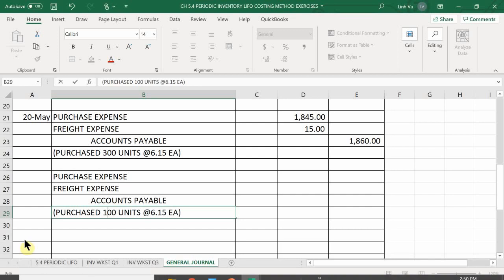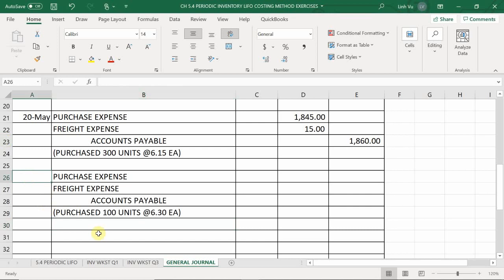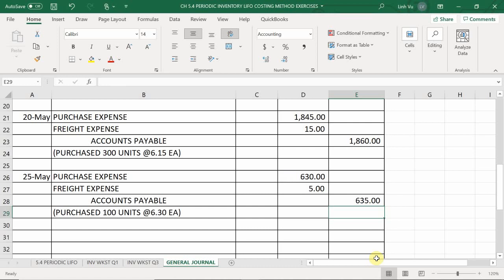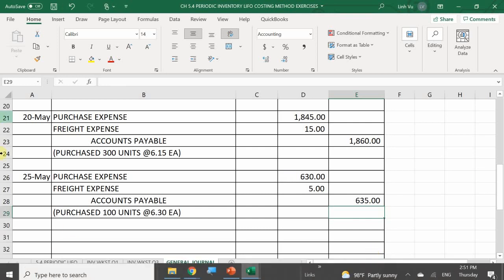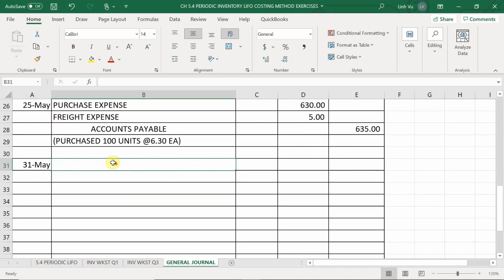The date is the last day, the 31st or something like that. Yes. Okay. I just forgot to journalize the 25th, so I'm going to do it real quick so we know that it was for 630 plus 5 gave me a total of 635. So let's go ahead and do that conversion entry real quick. It's going to be on May 31st. In this case, what is my conversion entry going to look like?